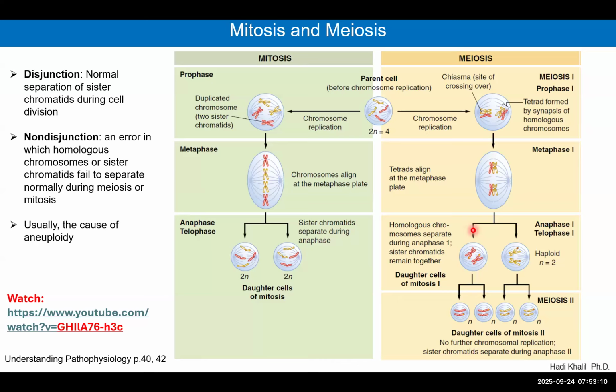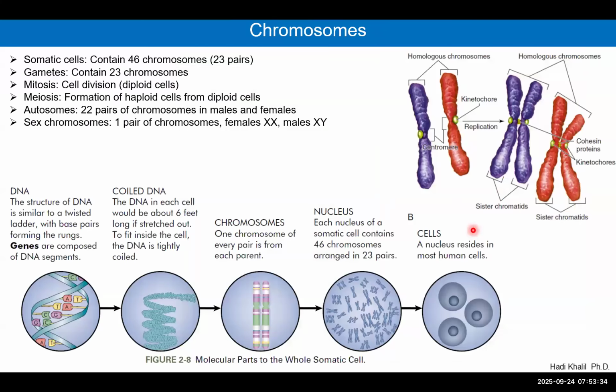When we say disjunction, this means there's a normal separation of the sister chromatids during cell division. When we say non-disjunction, this means an error has happened where the homologous chromosomes or sister chromatids failed to separate. Because in this process, we generated a copy in order to 100% give each cell a copy of each. So we have two chromatids, and each one will go to one cell.